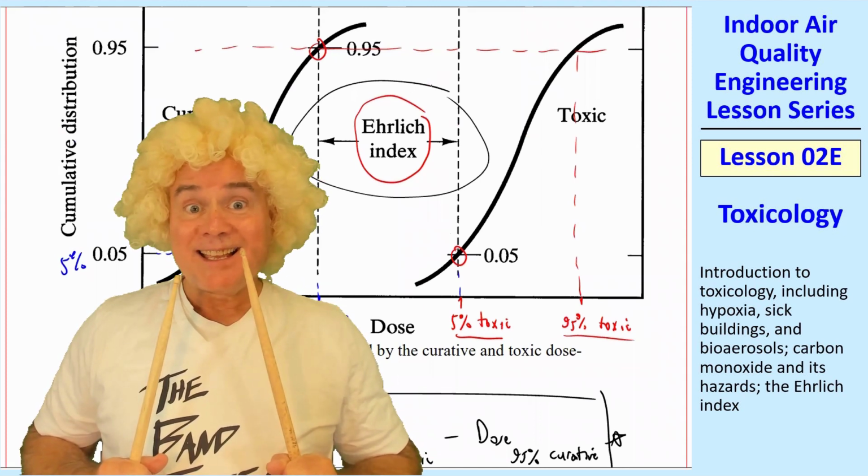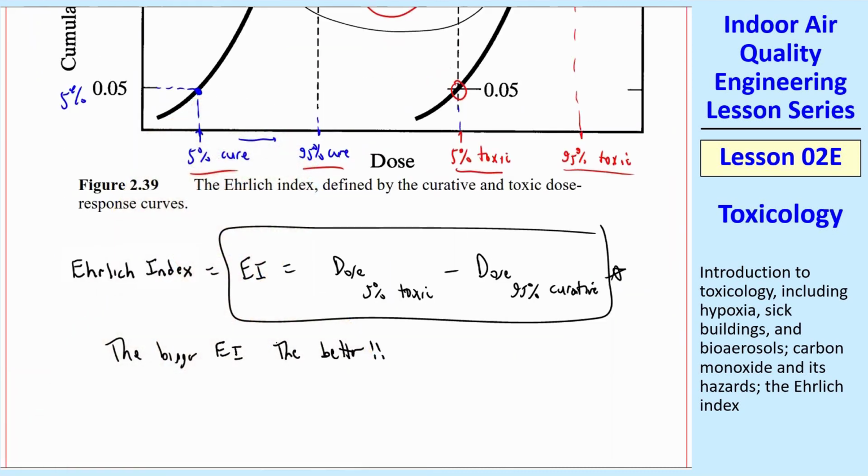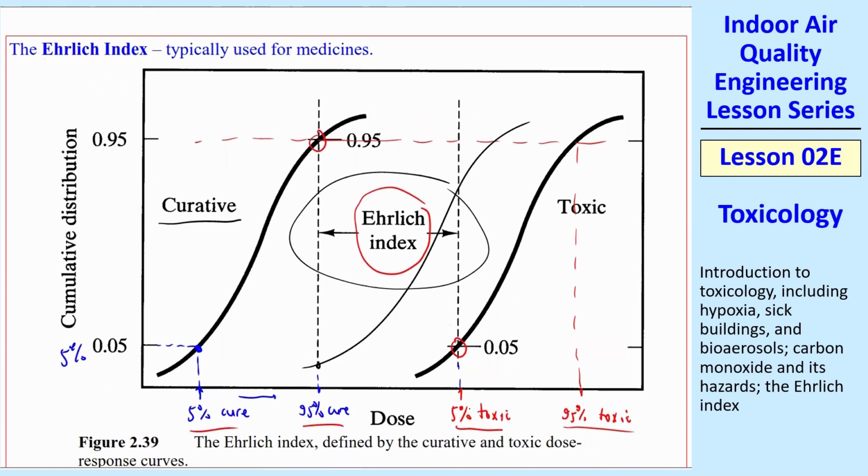Ah, good observation, BJ. The bigger the Ehrlich index, better, for obvious reasons. You don't want the toxic curve to be down here, for example, so that if the Ehrlich index is 0, that means when 95% are cured, 5% are dying from it. So that's not what you want. You want these curves to be far apart.